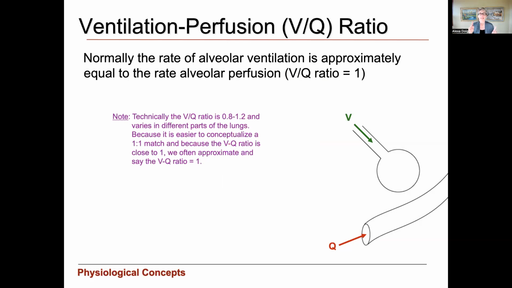Now, it's not technically 1-to-1, and I have a little note here. It can range between 0.8 and 1.2 and is different in different parts of the lungs. But in terms of conceptualizing it, if you think that ventilation and perfusion are matching each other, that's a very good understanding or analogy. Okay, so we'll just say, we're always trying to match ventilation to perfusion. And when we do so, then we get good gas exchange.